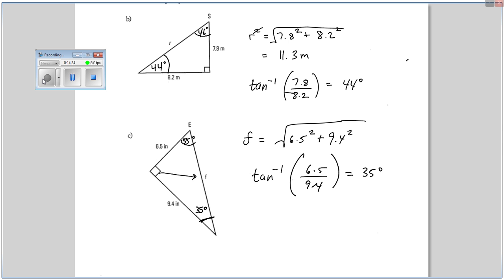Because if they all add up to 180, and you know that there's a 90 in there, those other two angles always have to add up to 90. The two acute angles always have to add up to 90, plus this 90 is the 180 for the triangle.